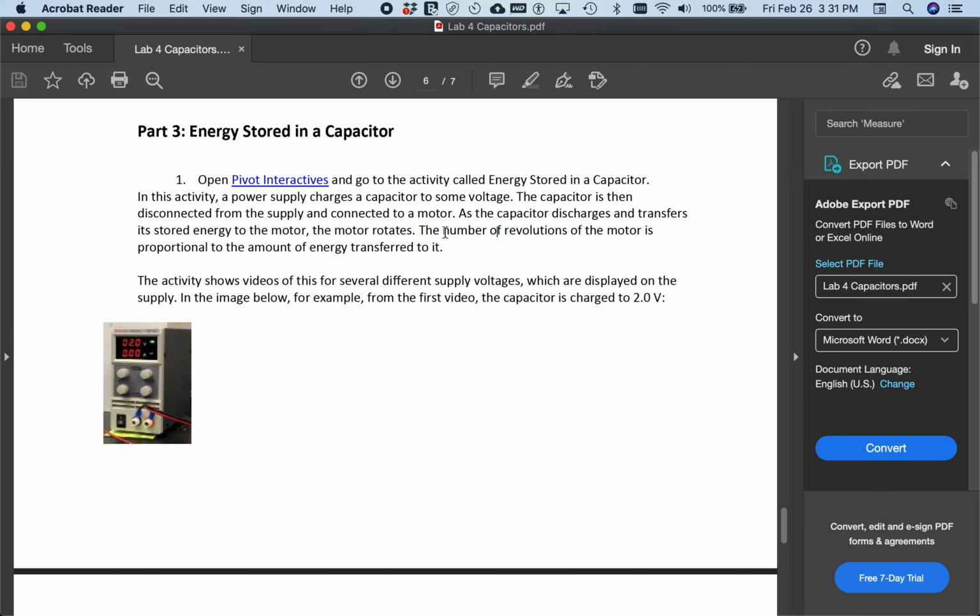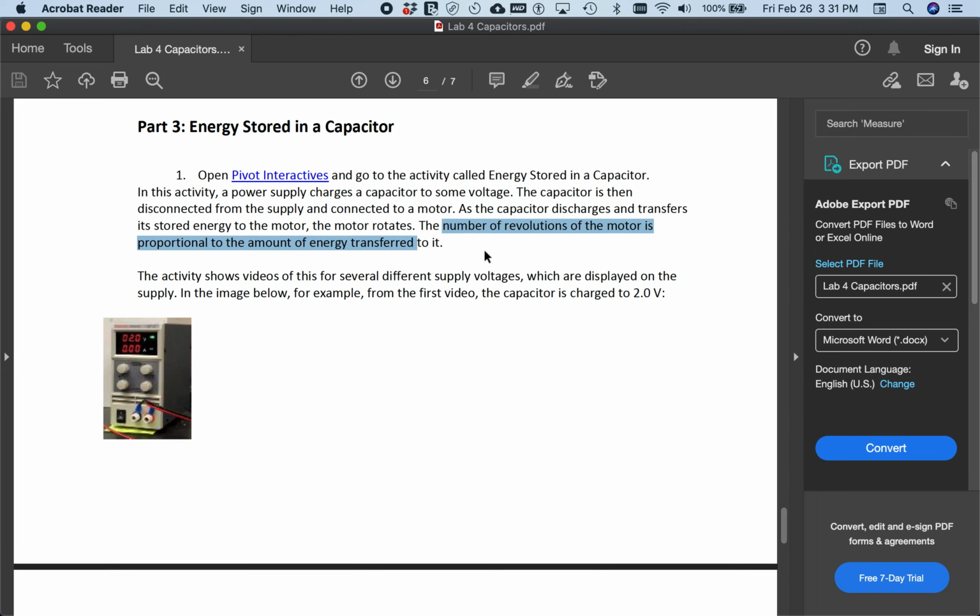The number, this part is the important part: the number of revolutions of the motor is proportional to the amount of energy transferred. This is the whole key point for this part. So basically students are going to look at the voltage, note down the voltage, and then look at the number of revolutions of the motor, so really like frequency, right? Then they are going to plot a graph so that they can relate the number of revolutions with the energy and the capacitance of a capacitor.